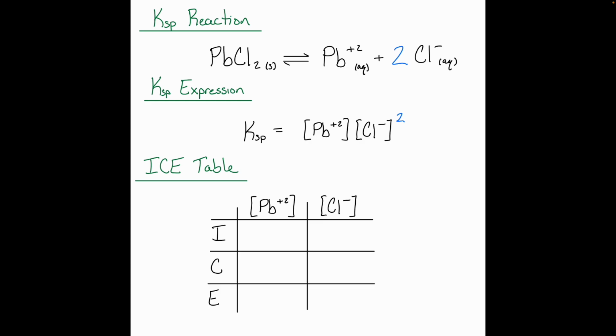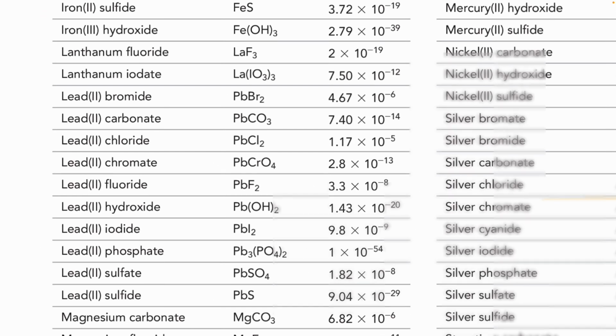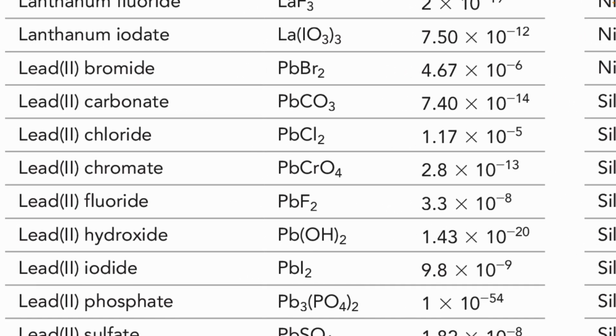All right, so I'm going to go to our constants page here. I'm going to go down to lead. We got lead 2 chloride, PbCl2, 1.17 times 10 to the -5 is our KSP value here.